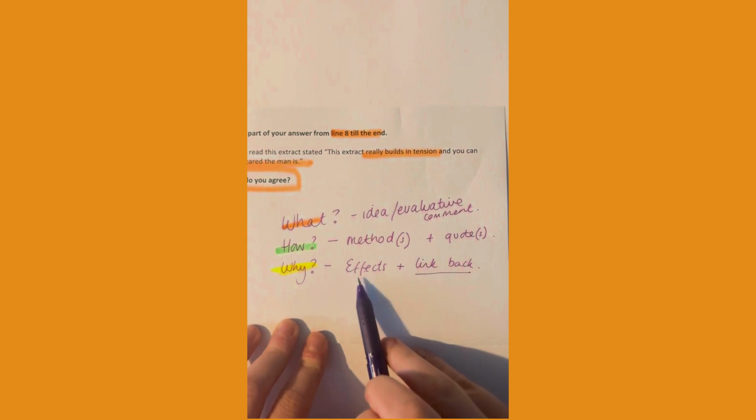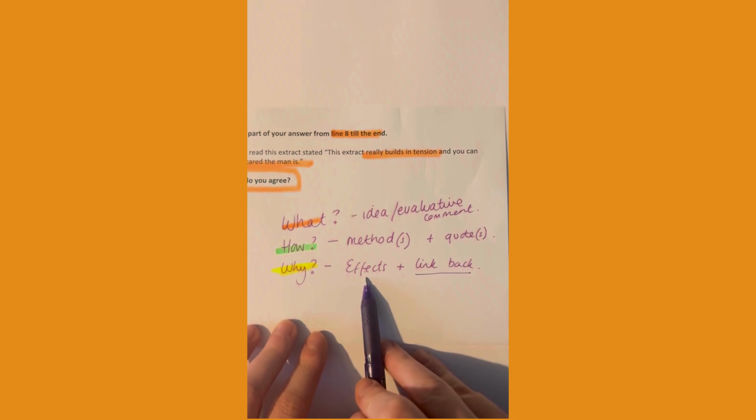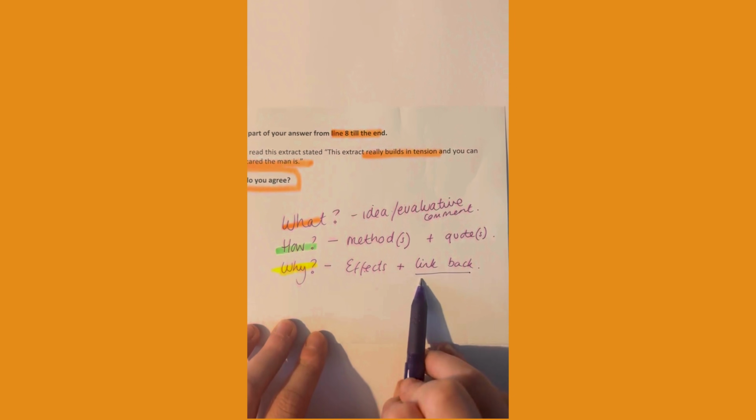And then finally, the why. The why is the effects and to link back to that question. This is actually more key than people realise. If you don't write the effects, then you're losing out on really key marks and easy marks as well. And if you don't link back, you're technically not really answering the question. It may be that you are, and I'm sure you are, but we need to make our examiner's life a little bit easier, and we need to make sure we're really obvious and clearly showing them that we are answering that question and we're answering it really well.